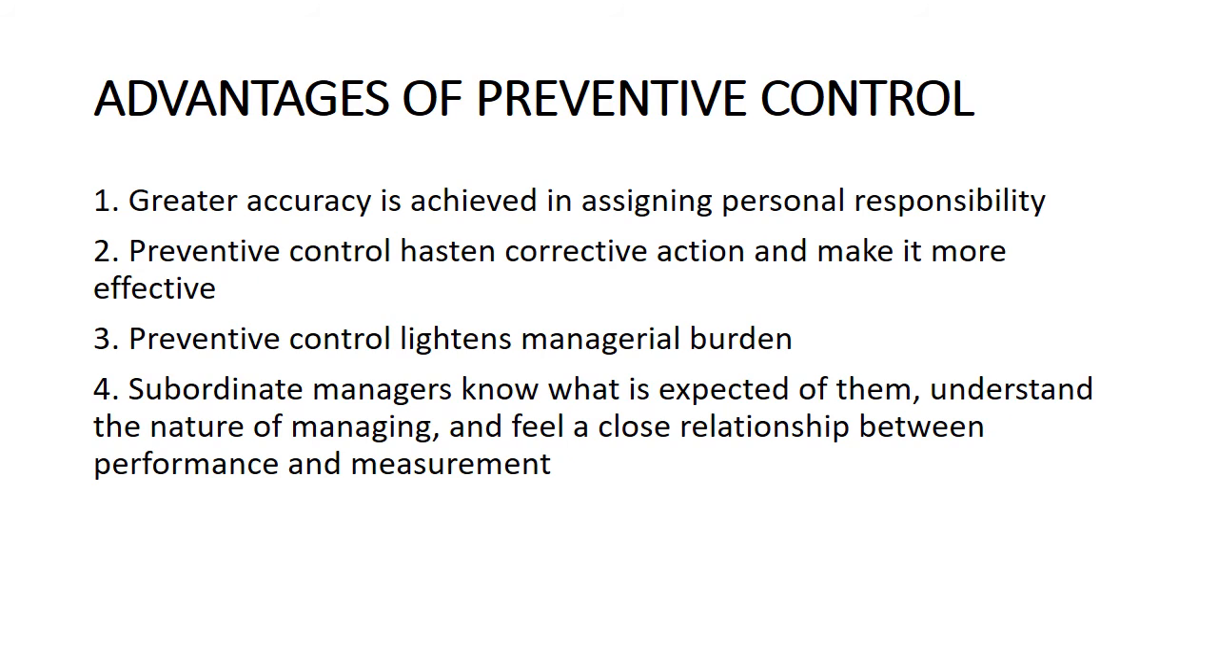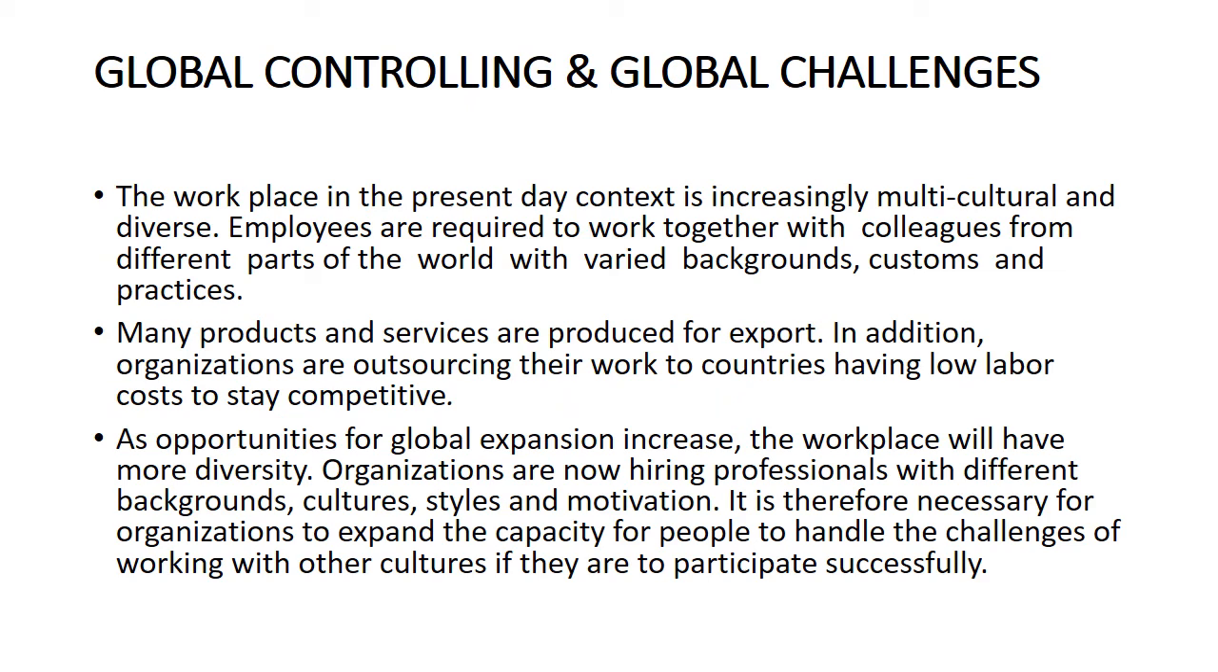Advantages: greater accuracy is achieved in assigning personal responsibility. Preventive control hastens corrective action, making it more effective. Preventive control lightens the managerial burden. Subordinate managers know what is expected of them, understand the nature of managing, and feel a close relationship between performance and measurement. So there is a close relationship between the performance and measurement, so the errors will be reduced.